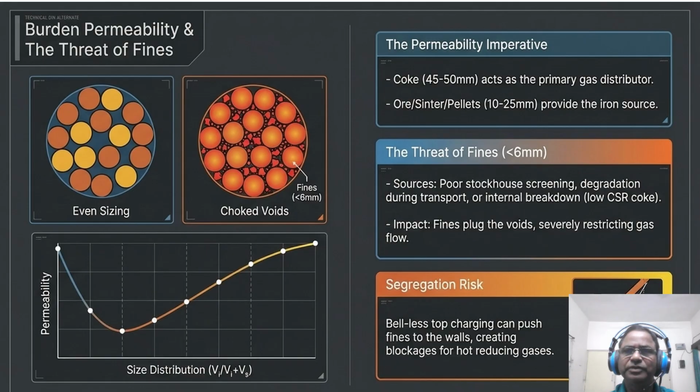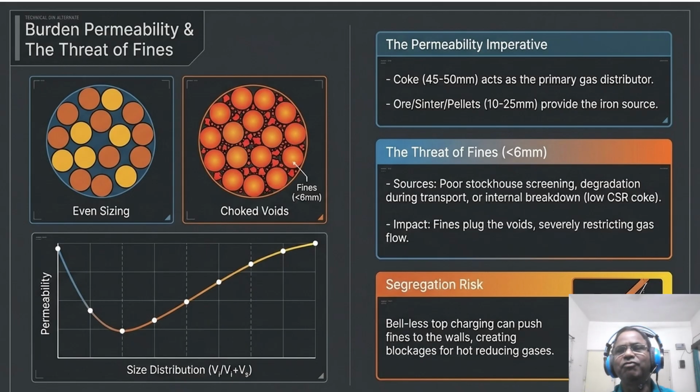right from scab accretion to dead man choking. So for these gases to ascend efficiently, permeability is our lifeblood, and without this, nothing works; all adverse things start generating from here. So metallurgical coke, which is 45 to 50 mm and coarser, acts as our primary gas distributor.